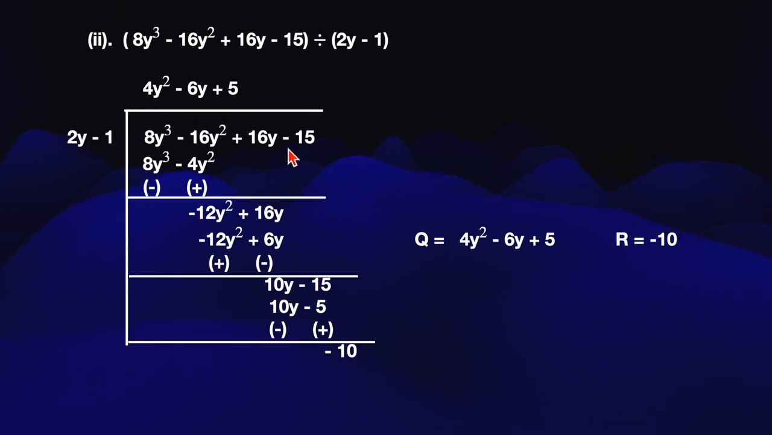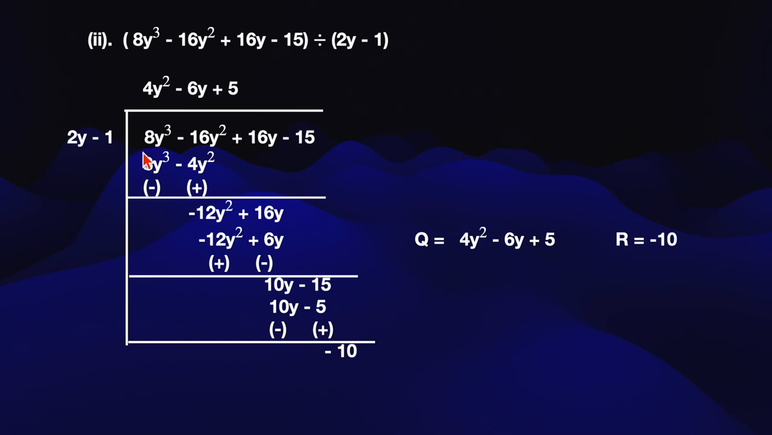Here is the dividend. This is the divisor. Okay. So 8y cube divided by 2y, we get 4y square. Write it on the top. Now multiply with the divisor. We get 8y cube minus 4y square.